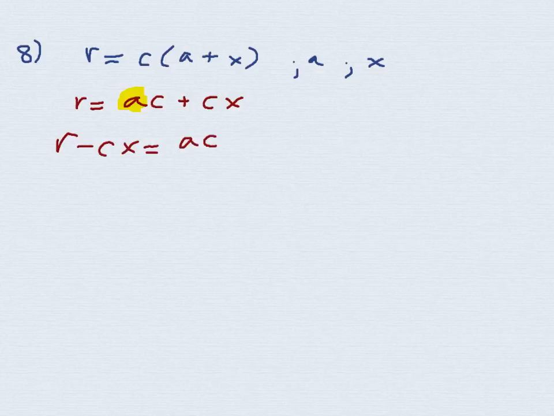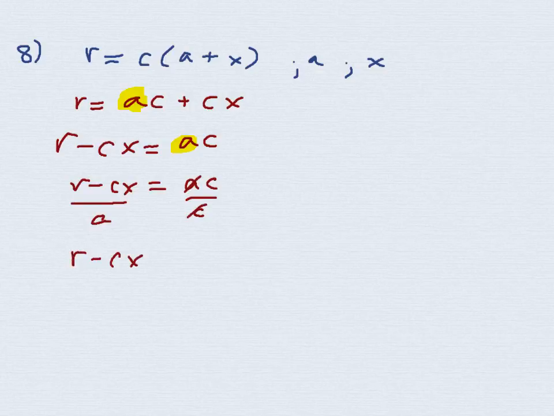And when you want to solve for A, you've got to get rid of the C. So it's A times C. The opposite would be to divide by C. So you're left with R minus CX over C, and that's the value for A.